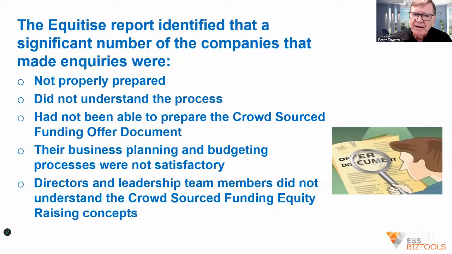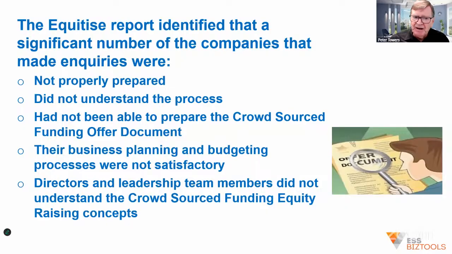So why? The Equitise report summarised why they did that. Not properly prepared. The company directors had no idea. They just thought they were going to fill in a form and get $5 million. They didn't understand the process. And that's why I've been emphasising it's important that the directors and leadership team members understand the process. They had never faced up to preparing the offer document into a document that the intermediary was going to accept.